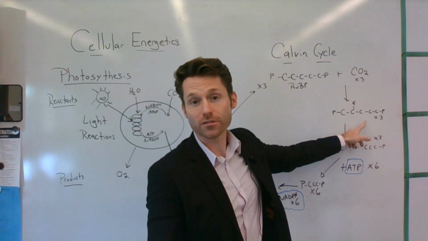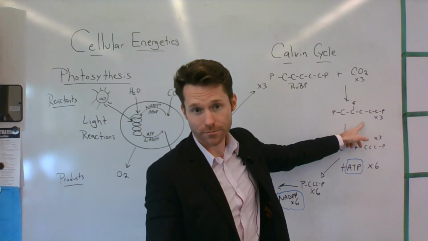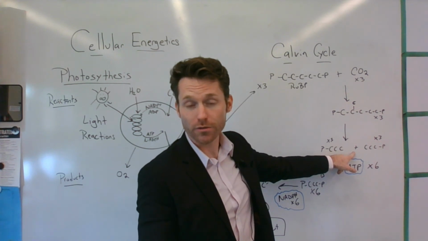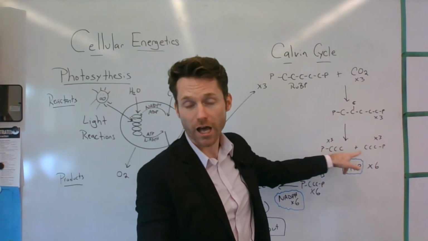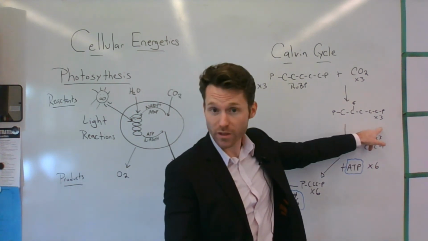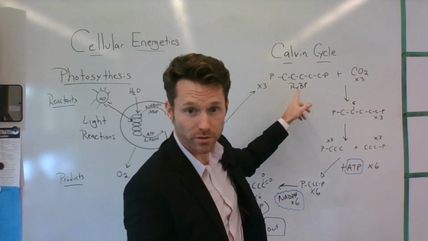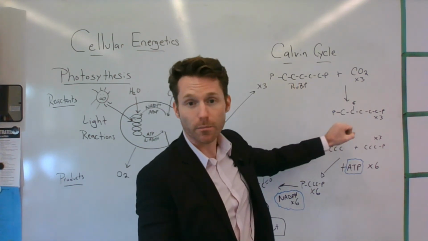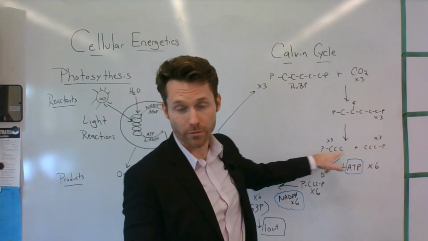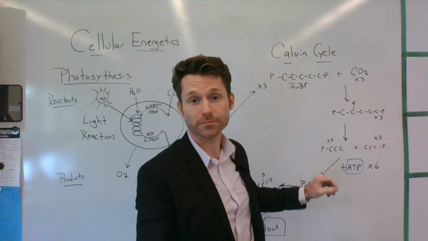Now this is not a comfortable molecule. It does not like being this, and very quickly, it will split up into 2 3-carbon molecules. This is a 6-carbon molecule. There's 3 of them because we had 3 carbon dioxides come in, and we had 3 RuBP molecules come in. And it splits up into 2 mirror images with 3 carbons each and a phosphate on each end.